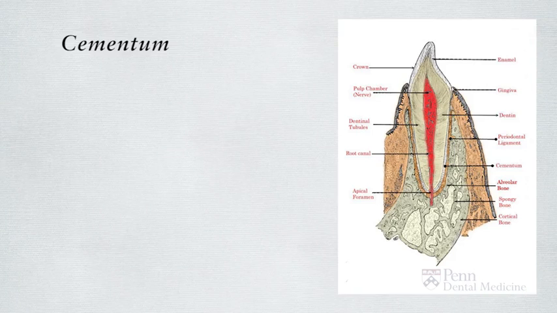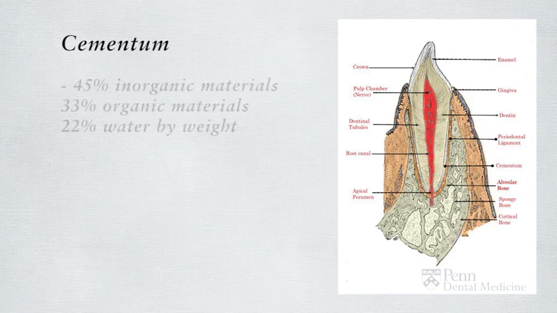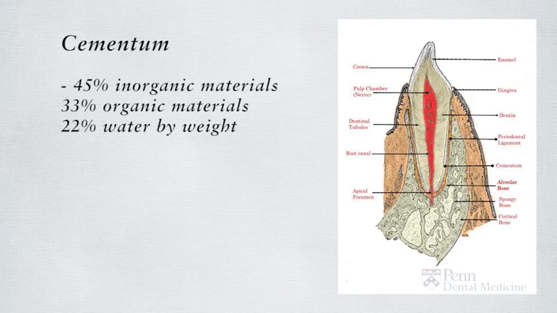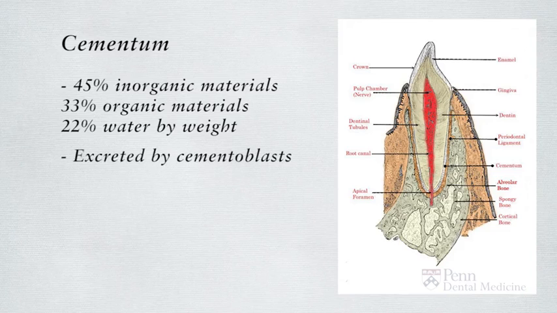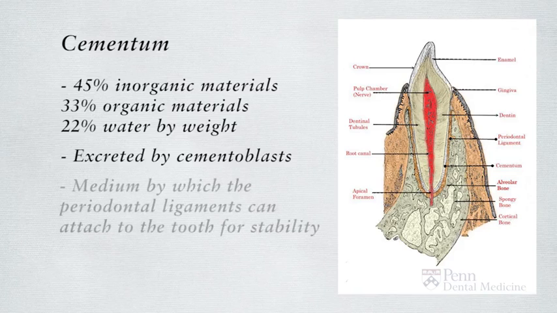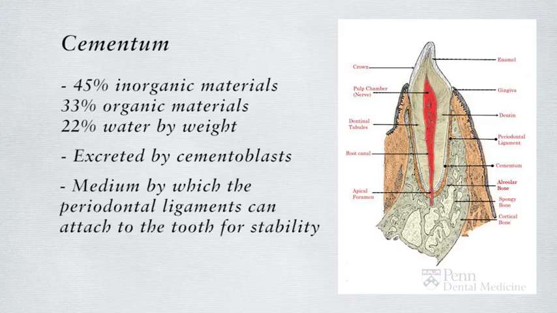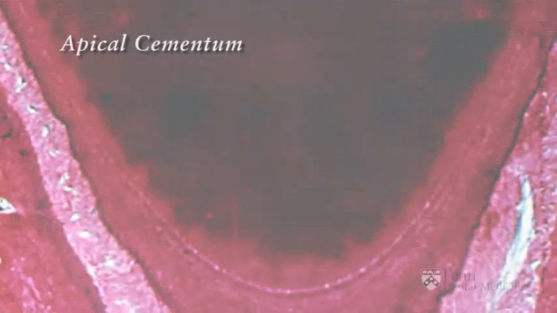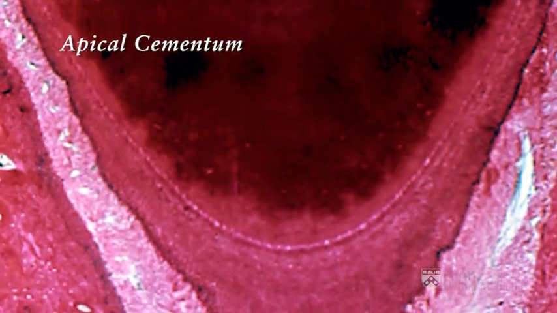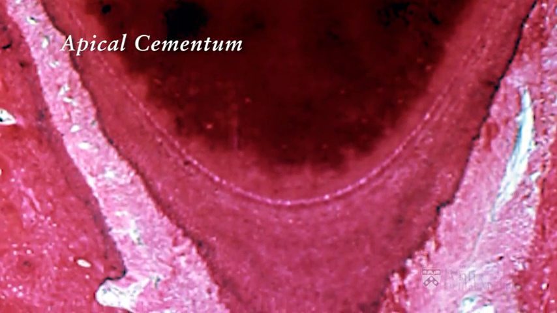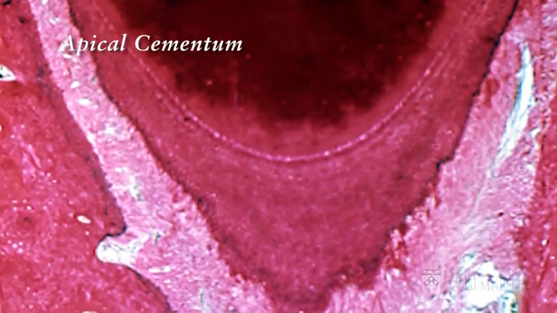Cementum is that structure which covers the root of the tooth. It is a specialized bone-like substance. It is approximately 45% inorganic material, namely hydroxyapatite, 33% organic materials, and 22% water. Cementum is excreted by cells known as cementoblasts within the root of the tooth, and it's thickest at the root apex. The principal role of cementum is to serve as a medium through which the periodontal ligament can attach and render the tooth its stability. The cellular cementum is very active at the root of the tooth, and it compensates in length for the attrition of the tooth.